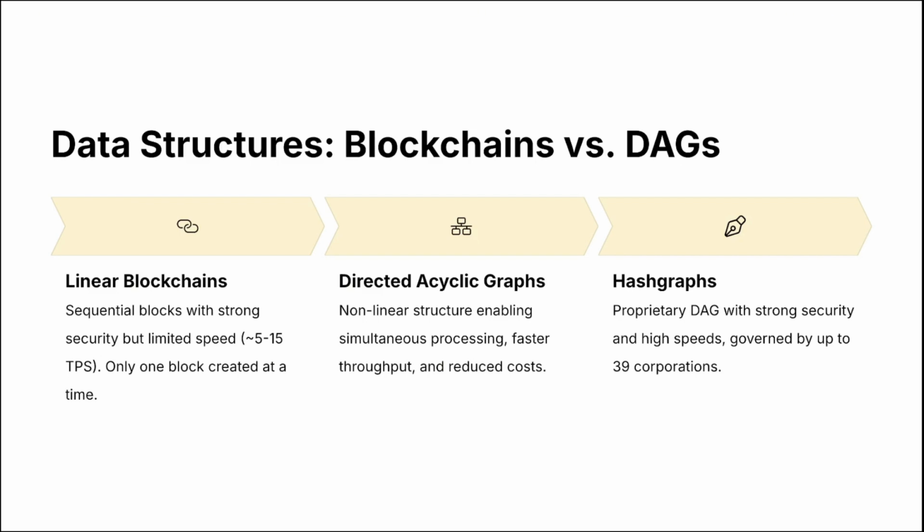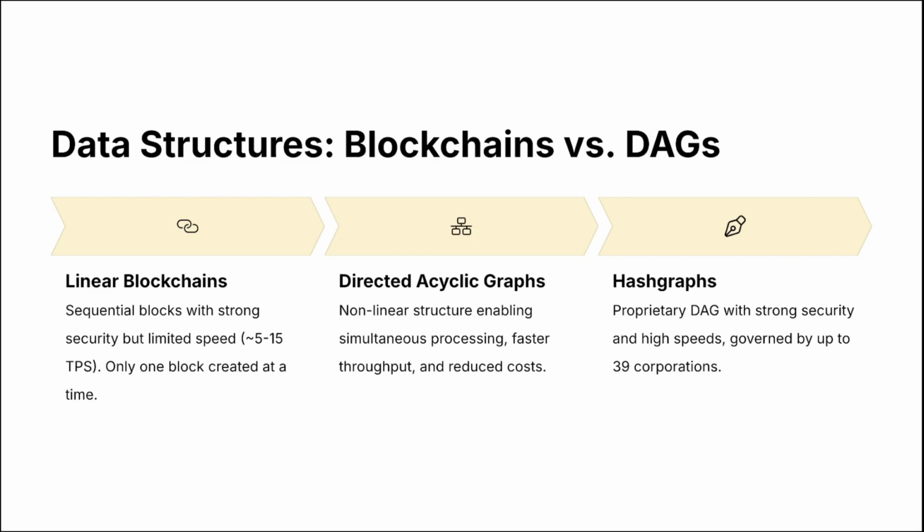In contrast, we have DAG-based systems, which use a non-linear structure, where multiple transactions or events can be processed in parallel. This allows for much higher throughput, faster confirmation times, and also offers lower operational cost. It's a great fit for applications that need speed and scale without sacrificing data integrity. One notable example is Hashgraph, which is a DAG system.